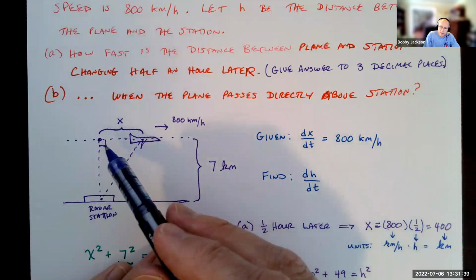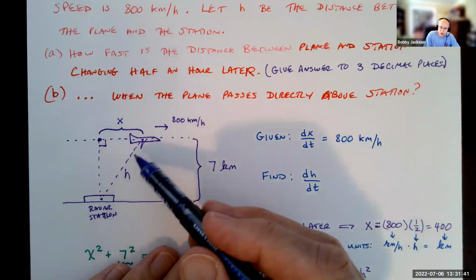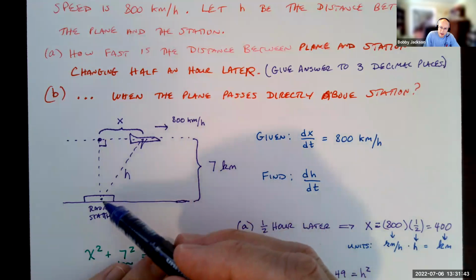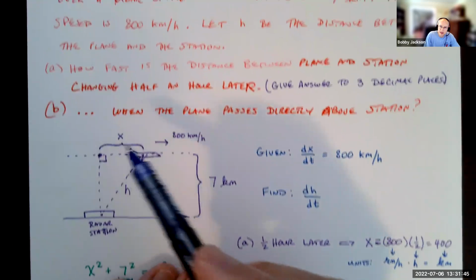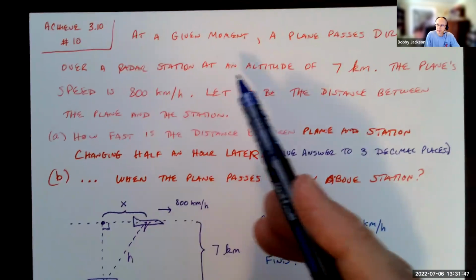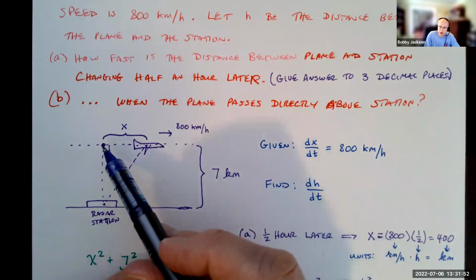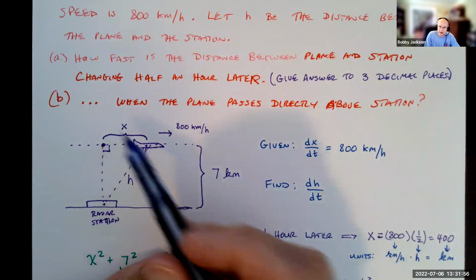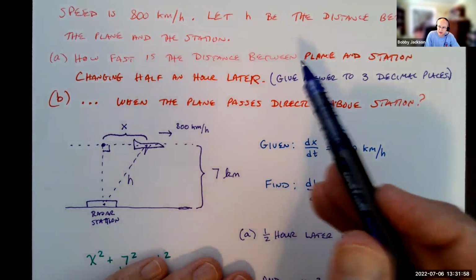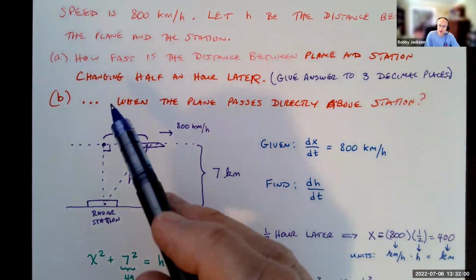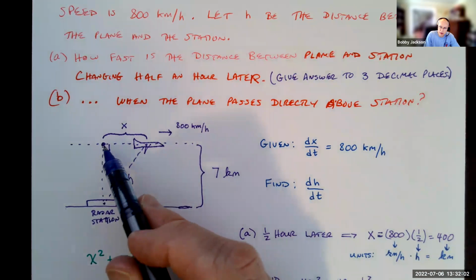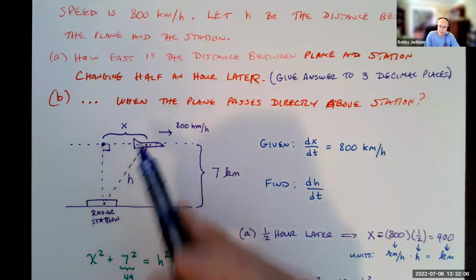Okay, so a couple of variables. They give us one variable: the distance between the plane and the radar station is H. It says that the airplane passes directly over a radar station. So at this point, it's directly over. So I'm going to assume some time has elapsed. In fact, in part A, how fast is the distance changing between the plane and the station half an hour later? So half an hour after the plane is at this point, it's over here somewhere.